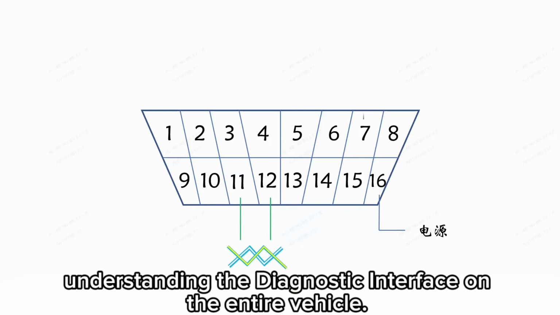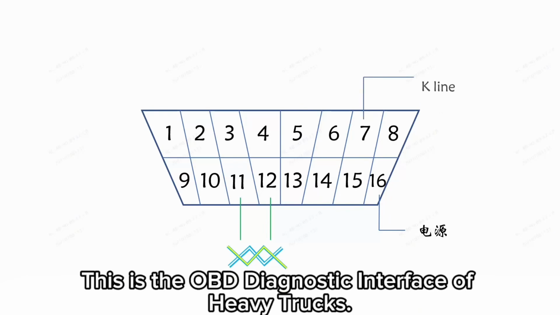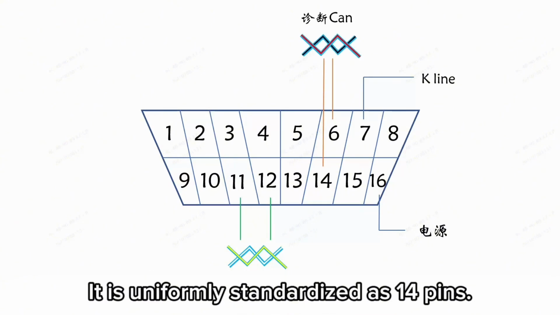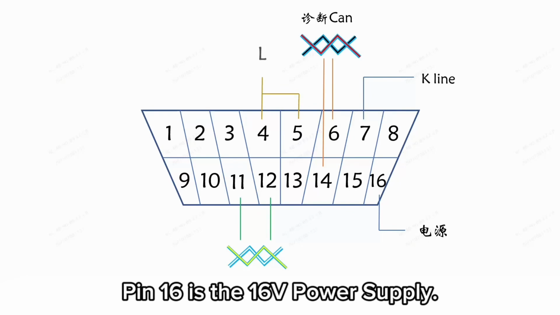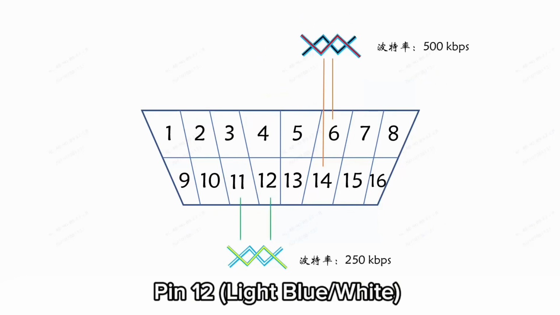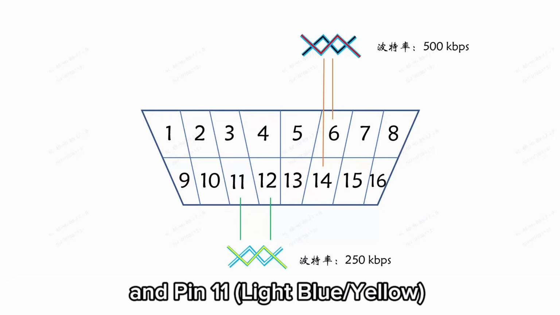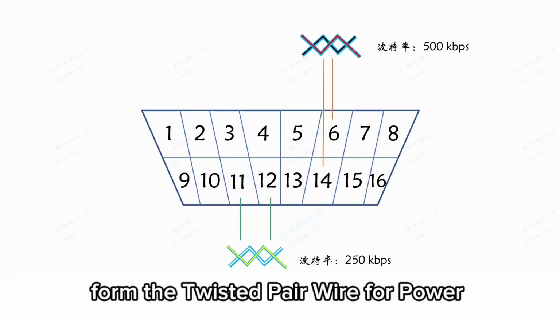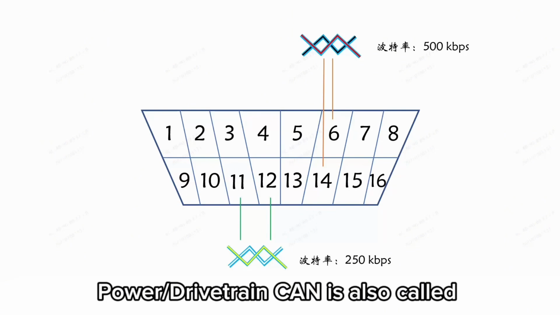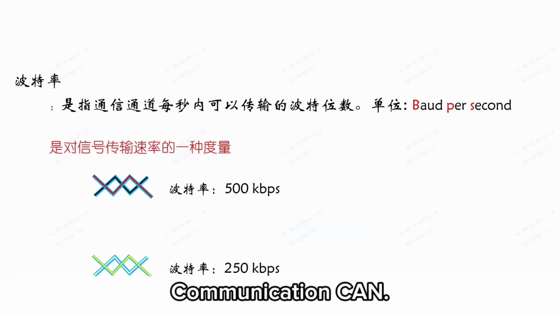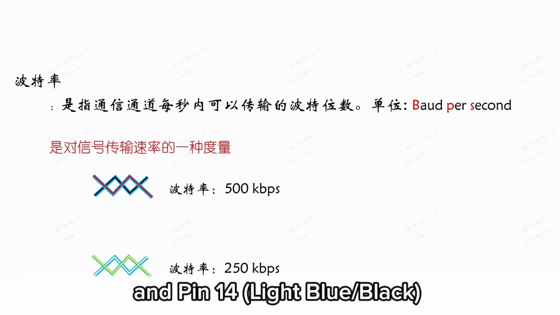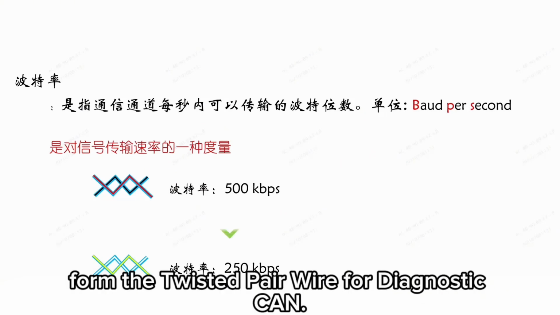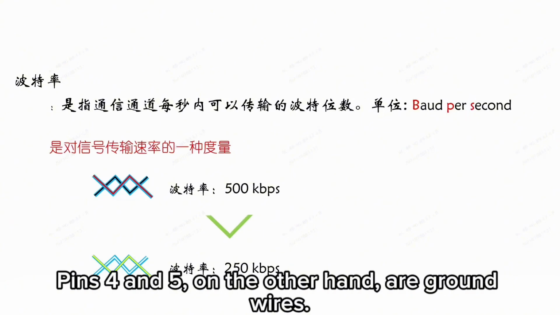Understanding the diagnostic interface on the entire vehicle. This is the OBD diagnostic interface of heavy trucks. It is uniformly standardized as 14 pins. Pin 16 is the 16 volts power supply. Pin 12 light blue, white, and pin 11 light blue, yellow form the twisted pair wire for powertrain CAN, the familiar one, also called communication CAN. Pin 7 is the K line. Pin 6 light blue, red, and pin 14 light blue, black, form the twisted pair wire for diagnostic CAN. The other pins are ground wires.